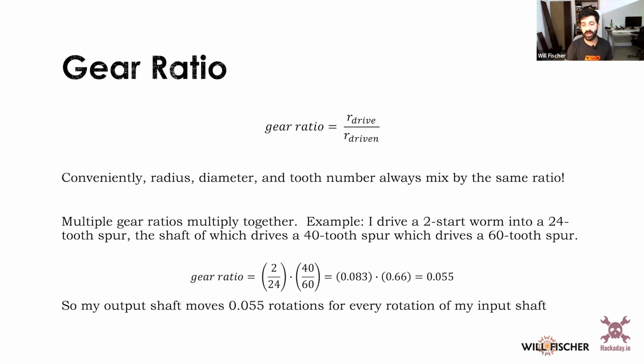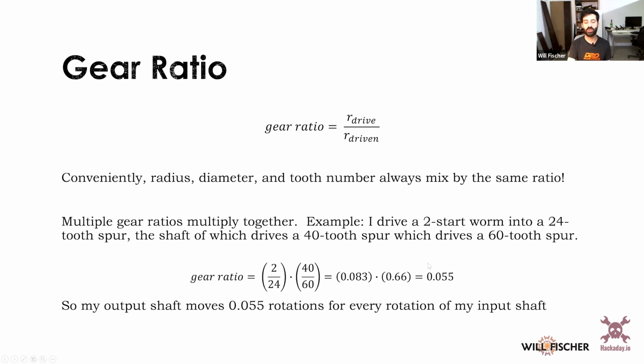So let's take a look at a quick example. I start with a 2-start worm gear, and I'll talk about this in worm gears, but that's effectively a 2-tooth gear pushing a 24-tooth spur gear. The shaft of that spur gear drives a 40-tooth spur, which then itself drives a 60-tooth spur. So now I can multiply that gear ratio together. I take my 2 over 24, that's drive to driven, and my 40 over 60, the drive to driven. I multiply those together, that's 0.083 times 0.66, and I get 0.055 as my total gear ratio.